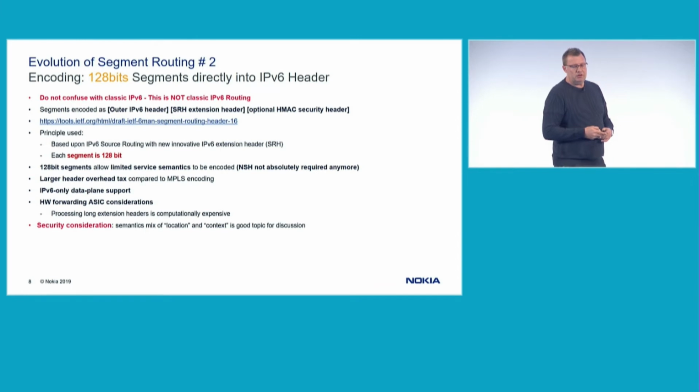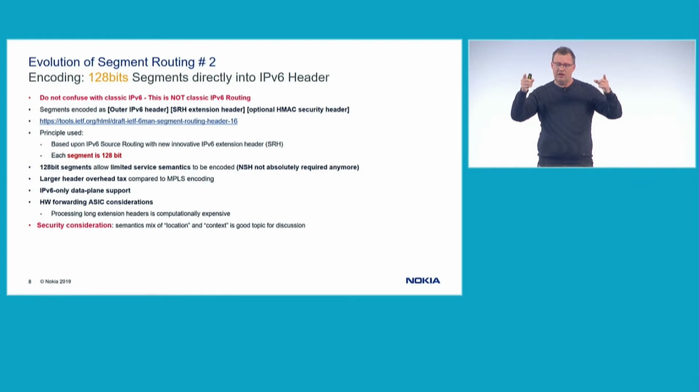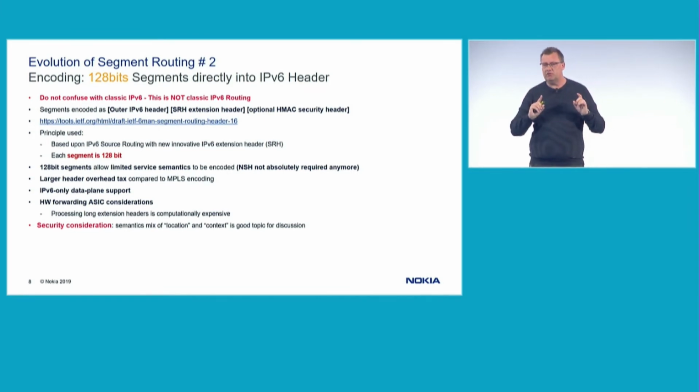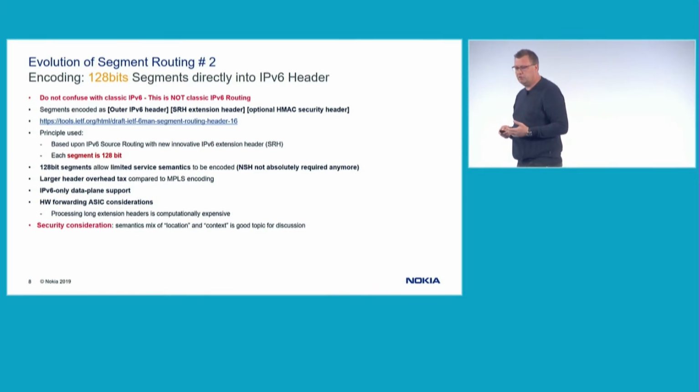So from a security perspective, the interesting element here is that the semantics mix of using an IPv6 128-bit instruction is sort of like mixed location and context. So you need to be aware of that also, which is a new kind of thing, because depending upon the place you are in the network, your destination address either will point towards context information or it will point towards location information. It's a new thing. So that is something you need to be aware about also.